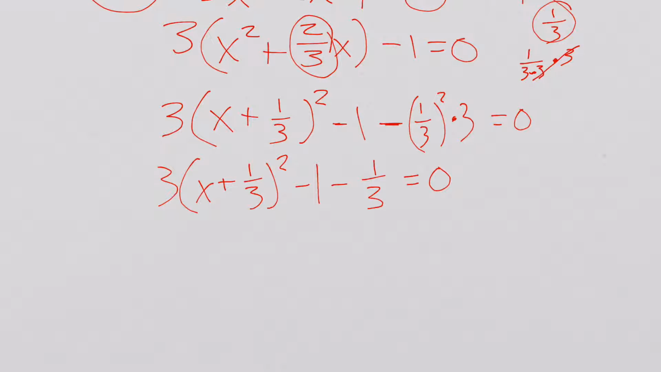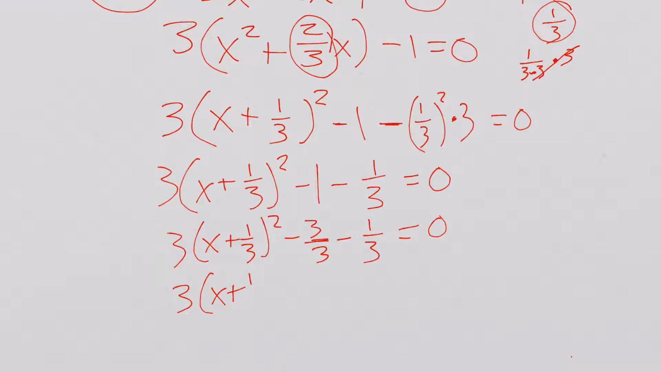Why don't we get a common denominator? 3 times x plus 1/3 squared. Minus 1 is the same as minus 3 over 3. Now I have a common denominator, so I can combine them. Except I actually did that wrong just now, so maybe let's be careful and keep that as minus 3 over 3 minus 1 over 3 equals 0. Because now I'll see 3 times x plus 1/3 squared minus 3 minus 1 is minus 4/3 equals 0.